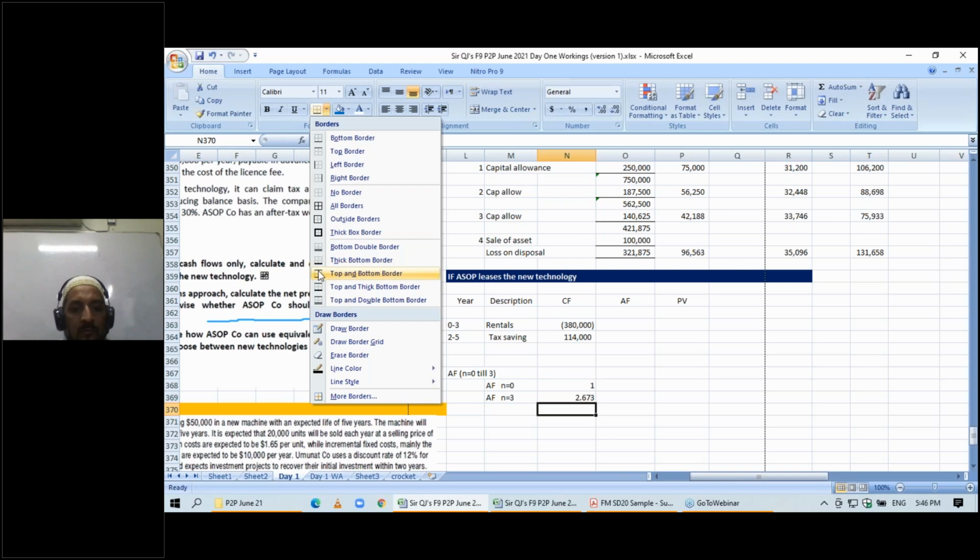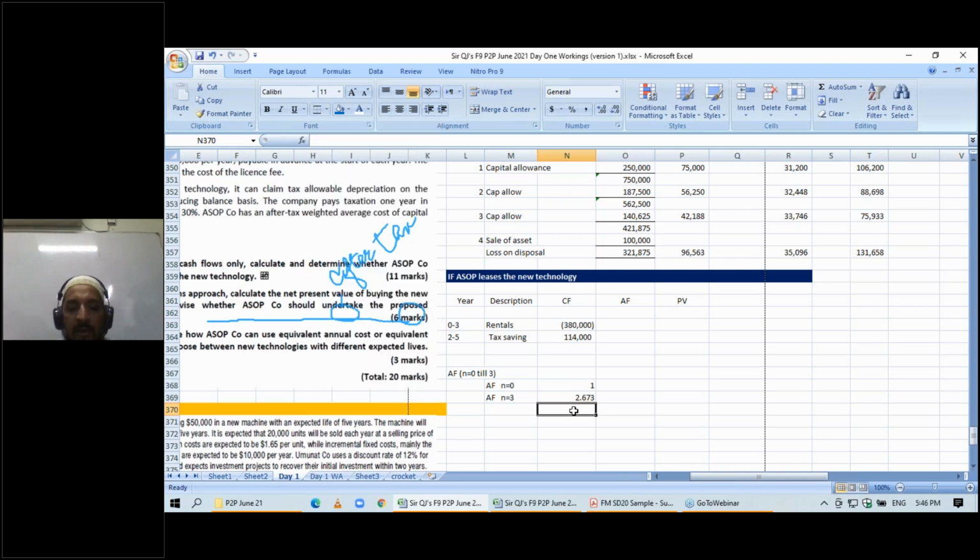Add these two, the present value fraction of the first payment, which is in year 0, and the 3 years amount. This gives you 3.673, which will be used for calculating the present value of rentals. And then another annuity fraction we need, which is from n equals 2 till n equals 5.